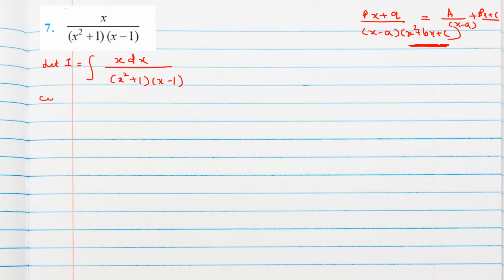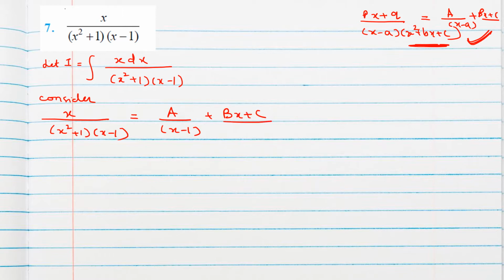So consider x by this whole integral. Okay, because this is a quadratic polynomial and we cannot factorize it, so we can use this partial form. If we can factorize, then we can use the other partial form also. So we can write A by x minus 1, and Bx plus C by x square plus 1. Okay, so now cross multiply here.